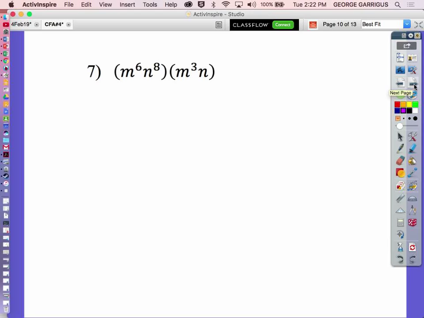Problem 7, we're multiplying. The bases of m are the same, so we're going to add the exponents: 6 plus 3. And for n, notice that there's no 1 written here because it's missing. We have a 1 we need to put in there. It's 8 plus 1. We end up with m to the 9th, n to the 9th.